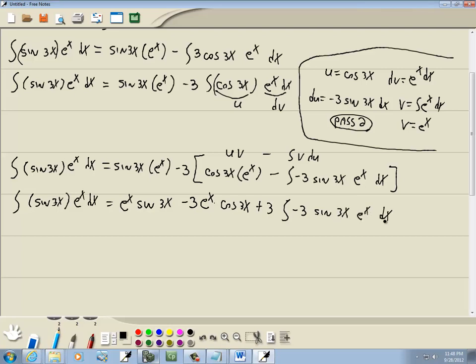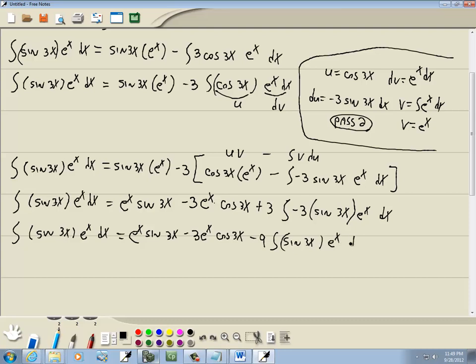e to the x dx. There we go. Okay, that was just taking negative 3 and multiplying it through. So then we got the integral of sine 3x e to the x dx is equal to e to the x sine 3x minus 3 e to the x cosine 3x. And this negative 3 I can bring out in front now, and that gives me a negative 9 integral of sine 3x e to the x dx.